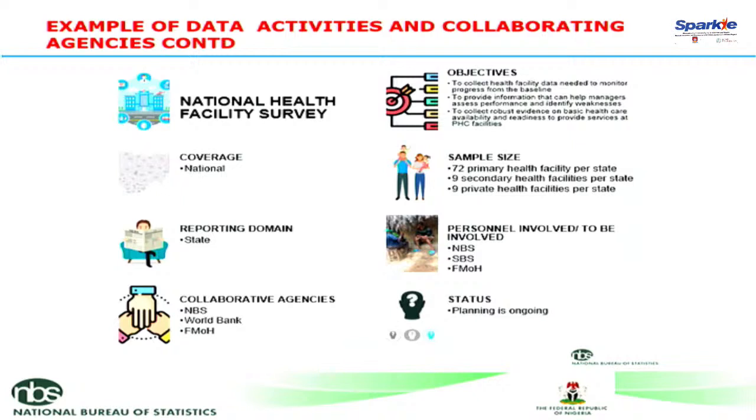Sample size: 72 primary health facilities per state, 9 secondary health facilities per state, 9 private health facilities per state. Personnel involved: NBS, SBS, FFOH. Status: planning is ongoing. Oh, yeah, they are at the TOT stage currently.